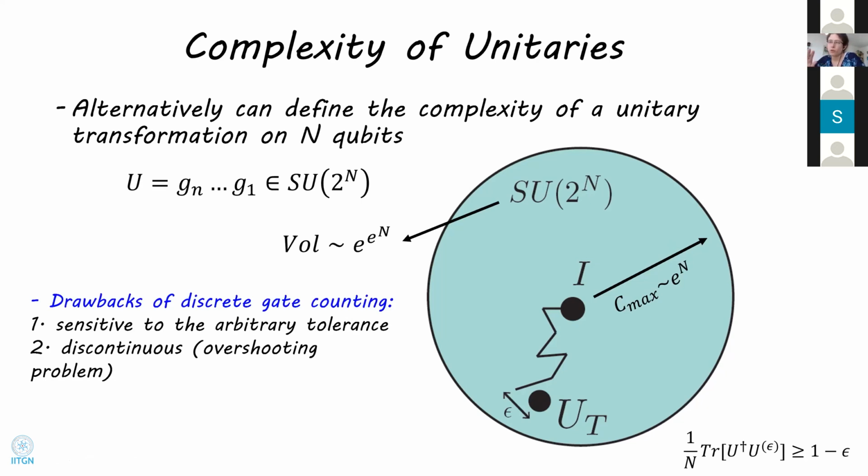Okay, so both the states and the unitaries complexity that I was talking about are based on discrete gate counting. So you saw we multiplied gates in a discrete way, one after the other, and this has some drawbacks. First, it's sensitive to the arbitrary tolerance, which is not that great. And second, it's discontinuous, which means that I can have an overshooting problem. I could be quite close to my end unitary, and just overshoot and overshoot and overshoot, and it would take a long time to approach it in, say, a spiral way. But that would be a funny definition. It wouldn't really represent the intuitive notion of distance.